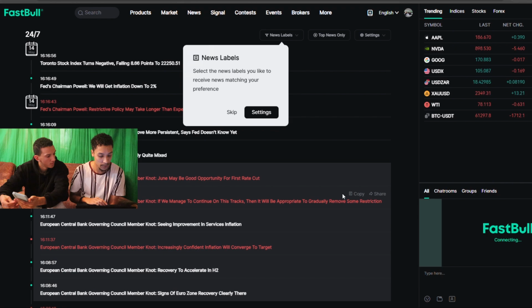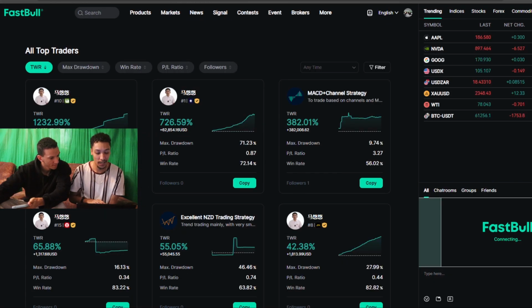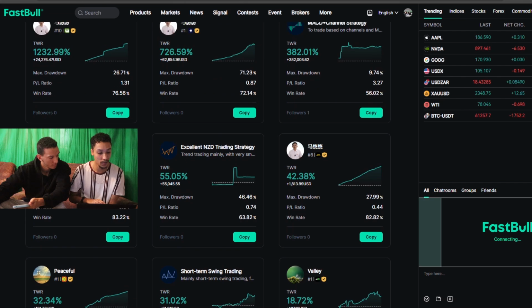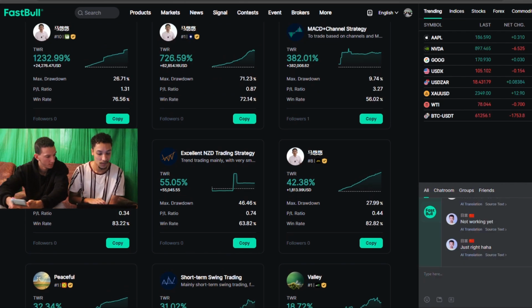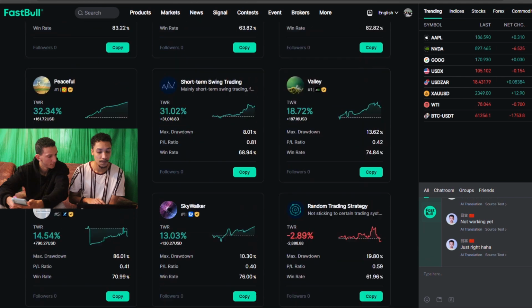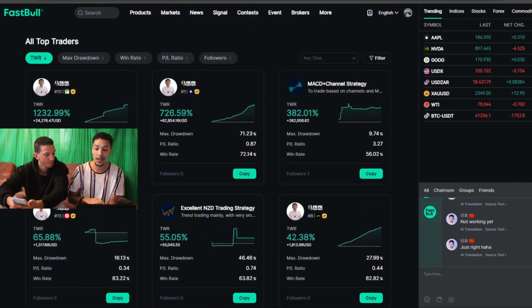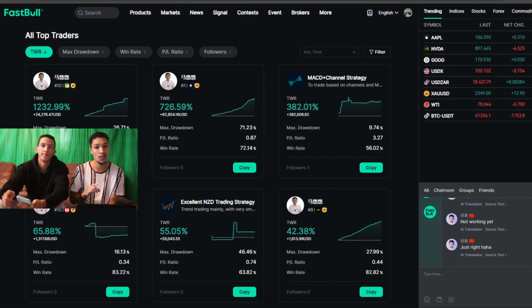News labels, European Central Bank. I see what this is. Okay, so these are the top traders on Fastbull. So I'm guessing they have the analysts here. Okay, so they give their win rates as well. As we know, guys, trading is never 100% sure. You are never 100% guaranteed a win or loss. But more or less, this is just information.